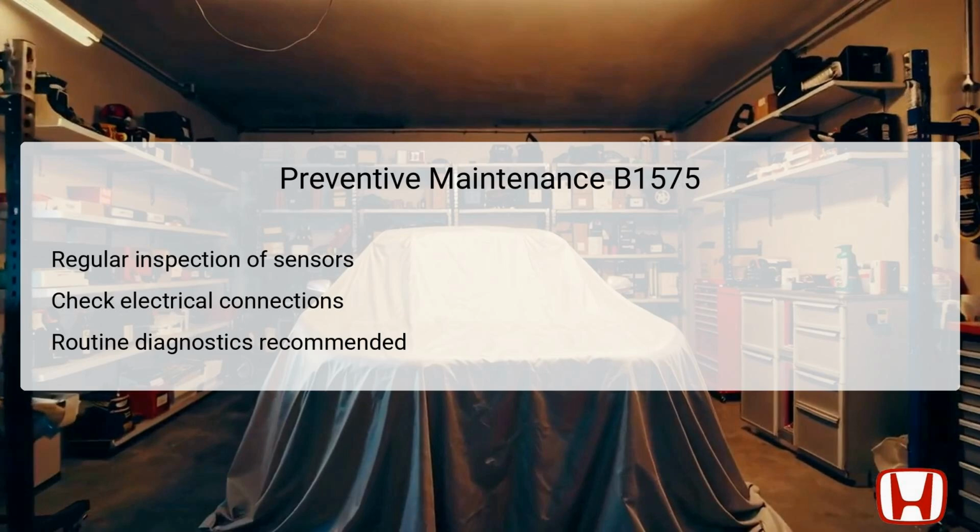This includes periodic inspections of the auto light sensor and its connections to ensure that everything is secured and free from corrosion or damage. Checking electrical connections regularly can help catch issues before they lead to a malfunction. Additionally, routine diagnostics using the HDS can aid in early detection of DTCs, allowing for timely interventions. Maintaining clean and secure connections, along with regular sensor checks, will support optimal functioning of the automatic lighting system, enhancing overall vehicle safety and performance.